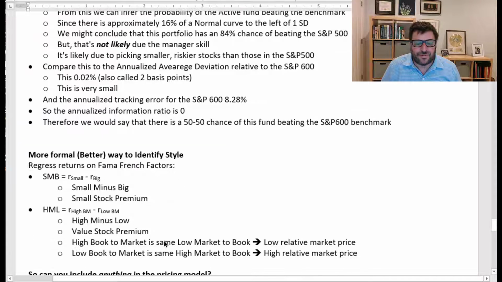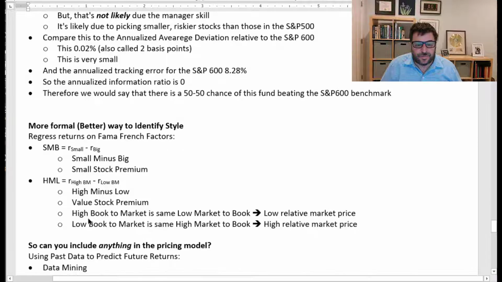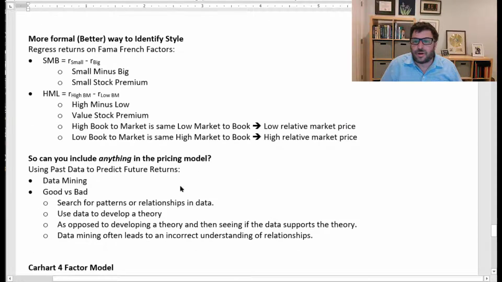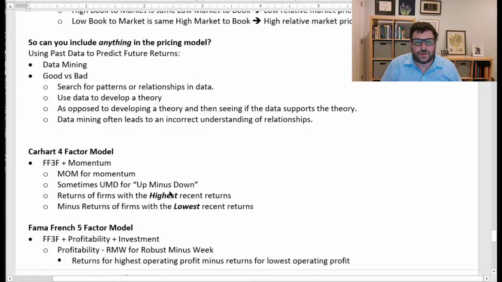A better way to identify style, of course, is to run the Fama-French factors as opposed to just looking at the graph, which is what I ended up doing. And so you just regress this on small minus big and high minus low in order to assess the betas. Let's come back and we'll talk about what I should include and what I shouldn't include in my regression models, what factors might be included and what factors should not be included.